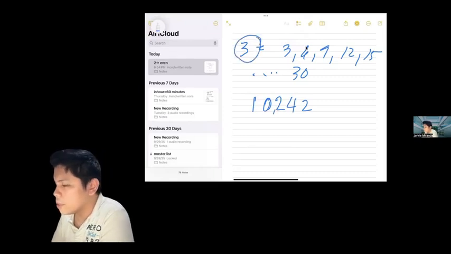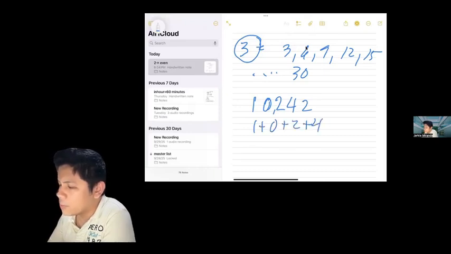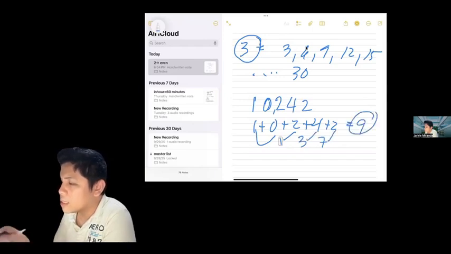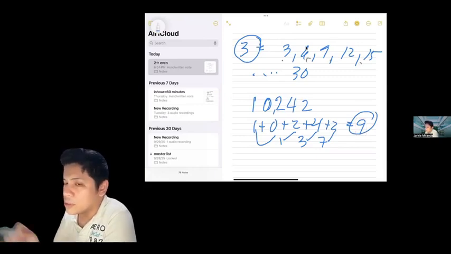You will know that if you are going to add all the digits. So that's going to be 1 plus 0 plus 2 plus 4 plus 2. 1 plus 0 is 1. 1 plus 2 is 3. 3 plus 4 is 7. 7 plus 2 is 9. Is 9 divisible by 3? Yes, because you memorize the multiples of 3.